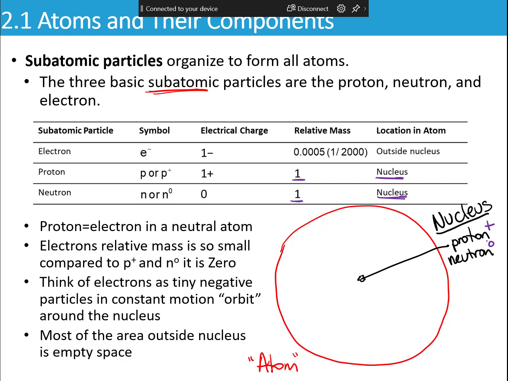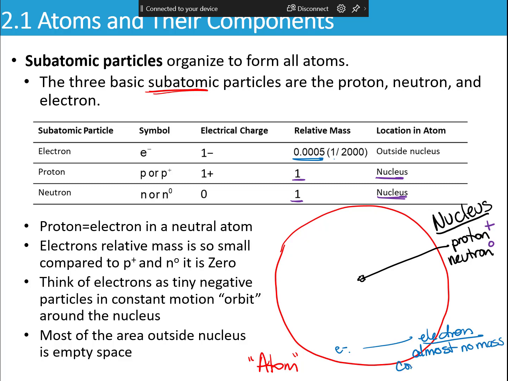The other subatomic particle, electrons. Electrons, comparatively, are in that outside area. So the electrons are out here. And they are tiny. They're like little particles of energy. They have such a small mass. Look at how small they are. Their mass, they have almost no mass.